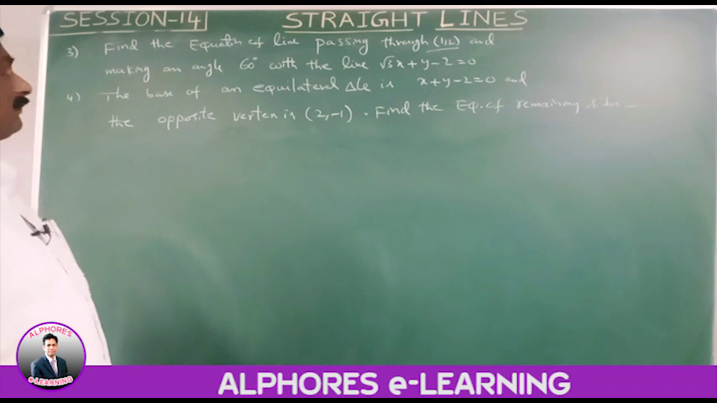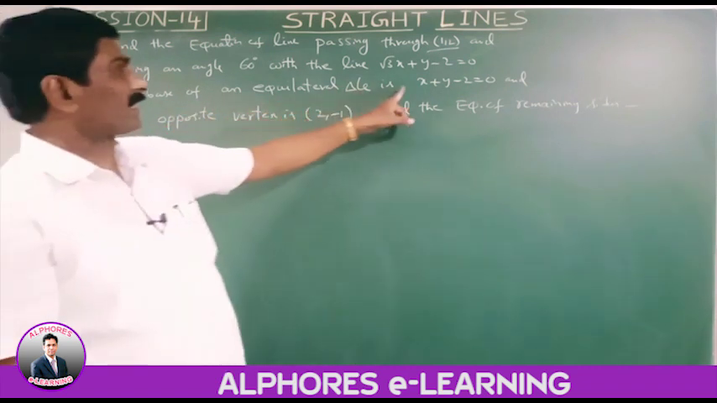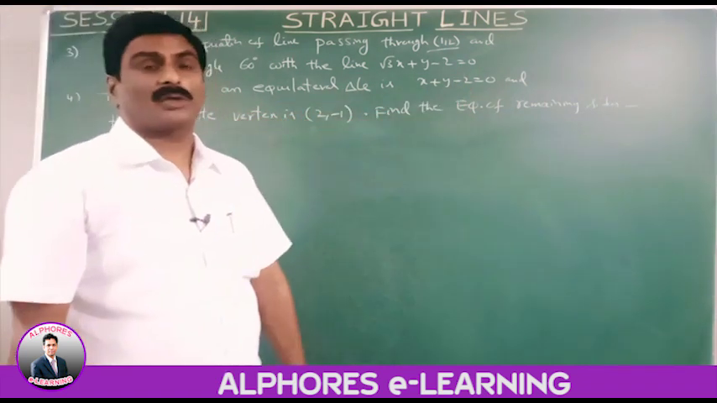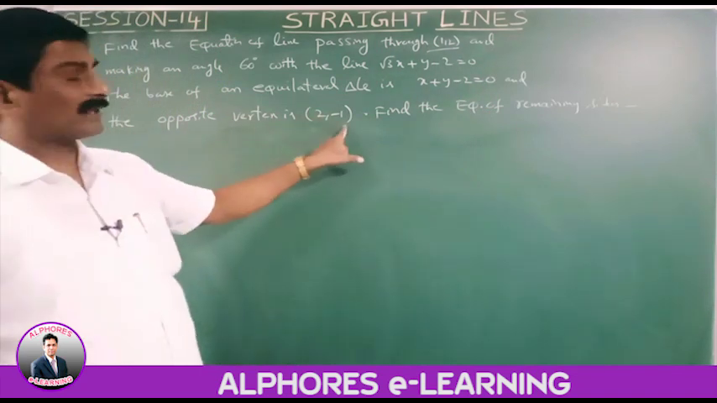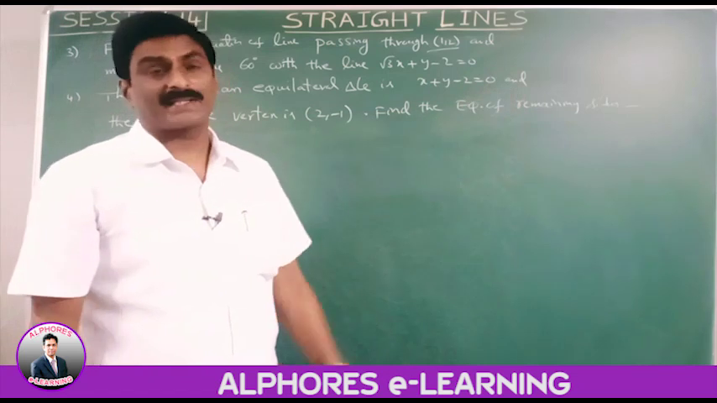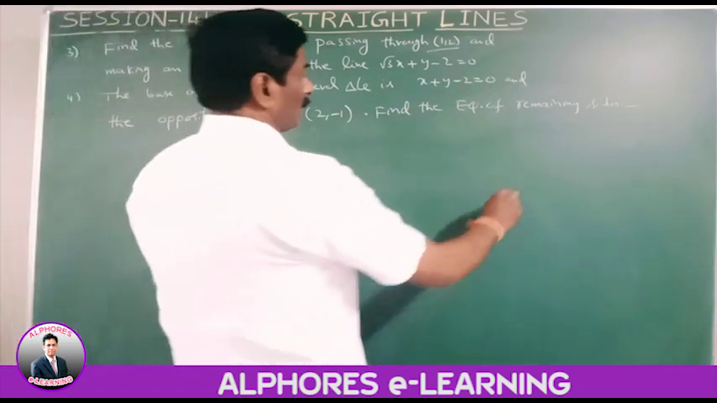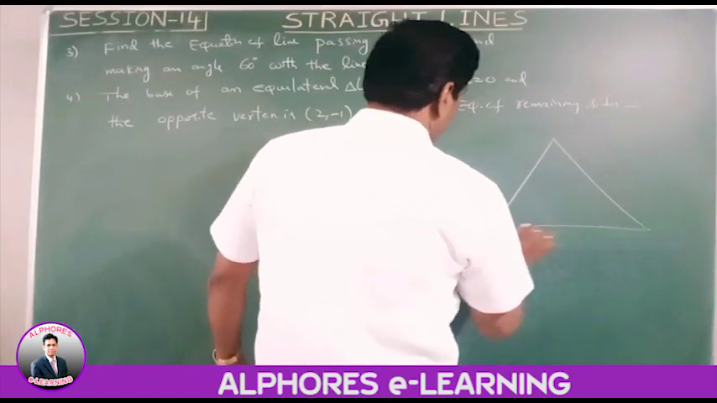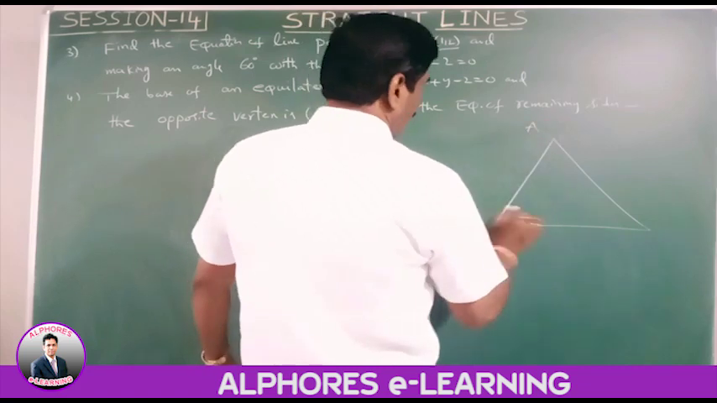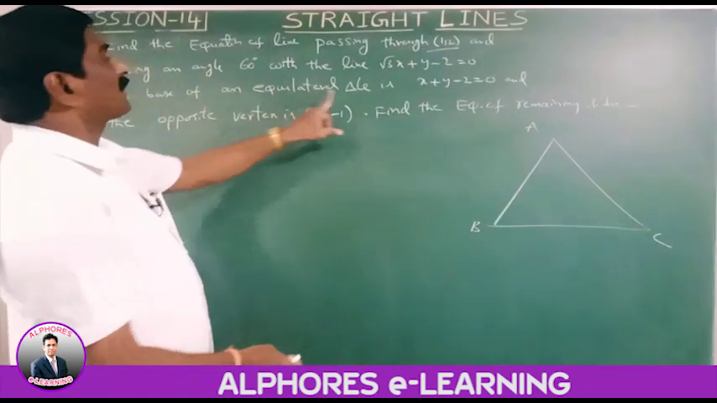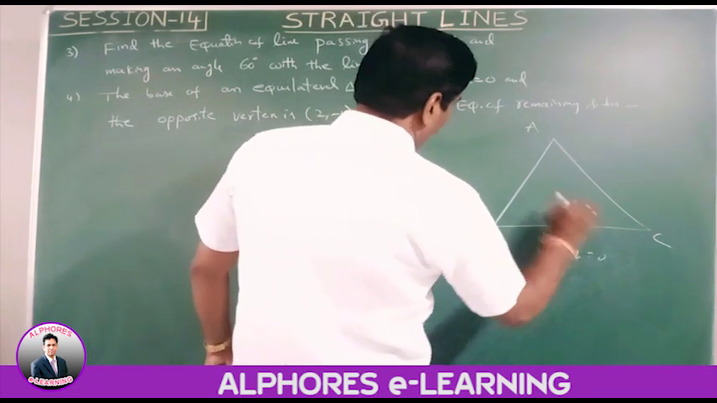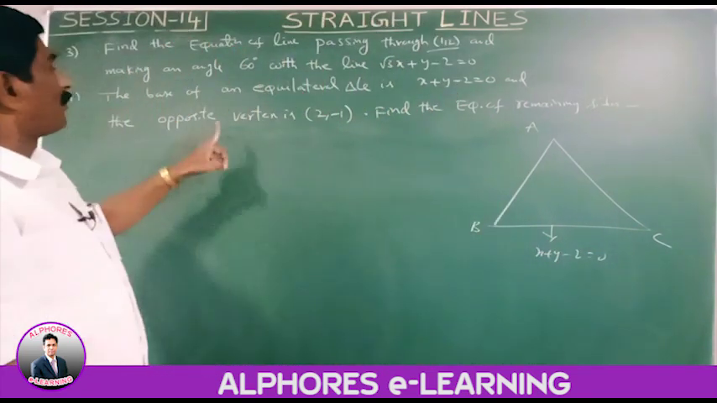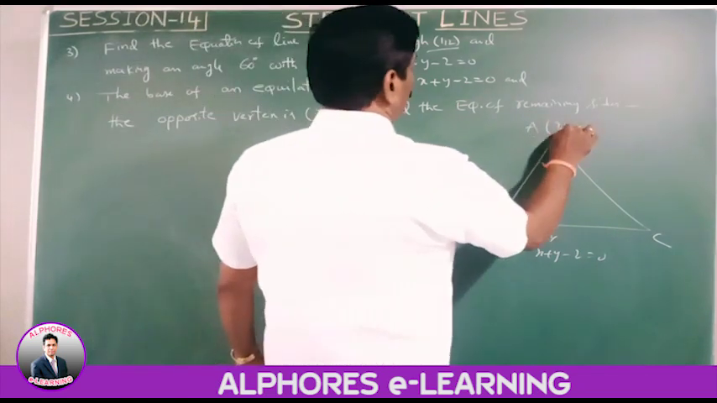Next, the fourth one. The base of an equilateral triangle is x plus y minus 2 is equal to 0 and the opposite vertex is 2 comma minus 1. Find the equation of the remaining sides. Say this is an equilateral triangle. What is the base of the equilateral triangle? x plus y minus 2 is equal to 0. It is the base of the equilateral triangle, and the opposite vertex is 2 comma minus 1.